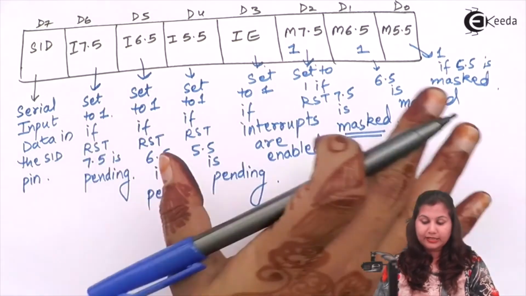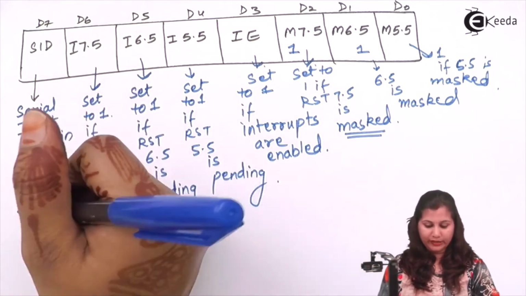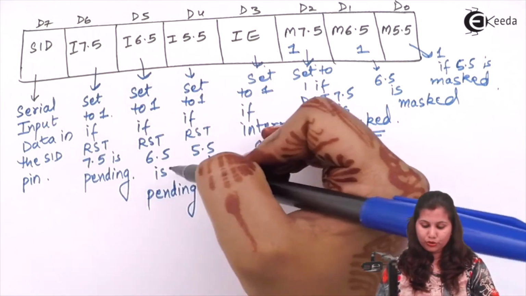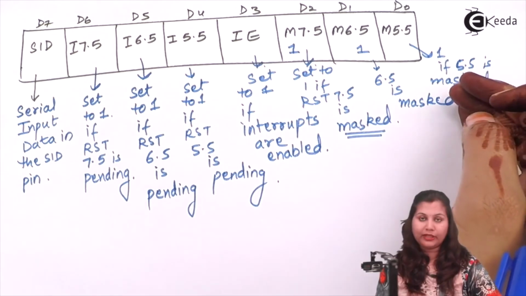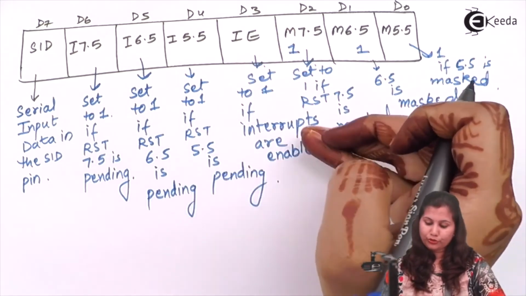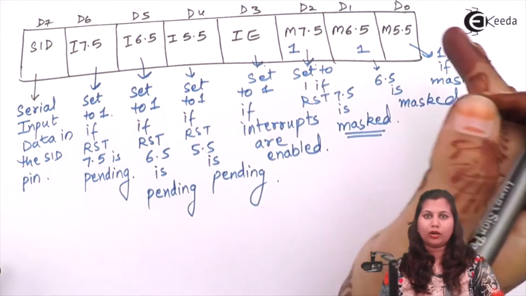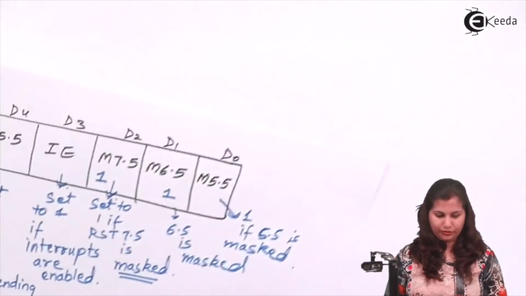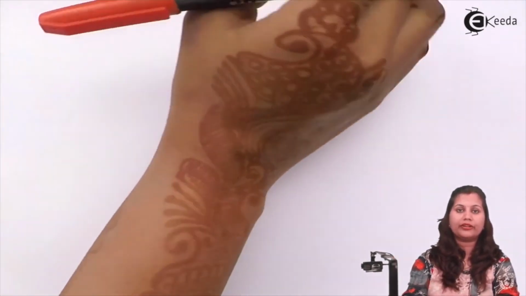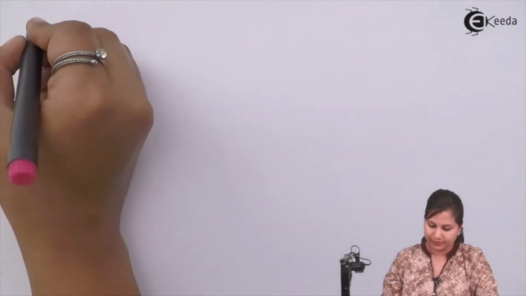So you can see that this RIM instruction is used for the serial input data also. It is used to read the status of which interrupts are pending and which of them are masked. And also it is used to see whether the interrupts are enabled or not. Okay. So this was the RIM instruction. So we studied the masking of the interrupts, how they are masked using the RIM and the SIM instruction. So the next topic is the timing of interrupts.